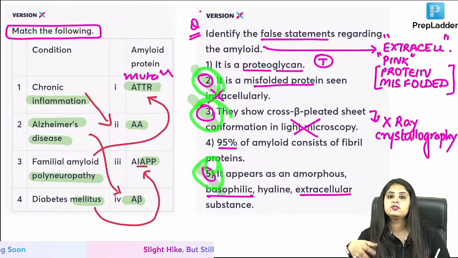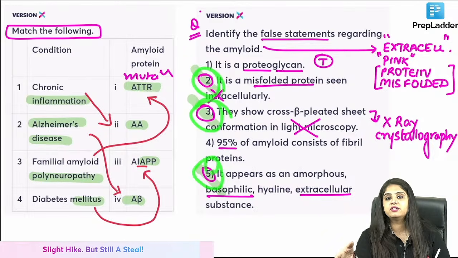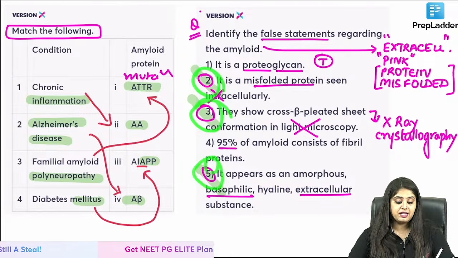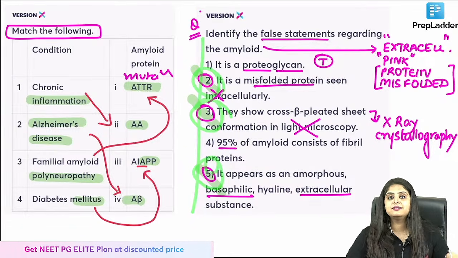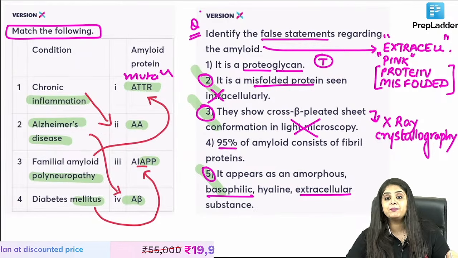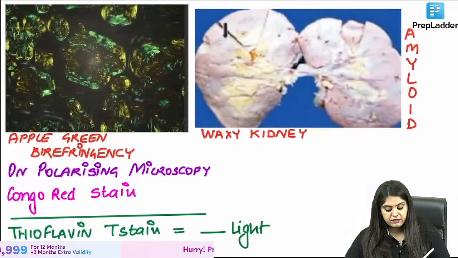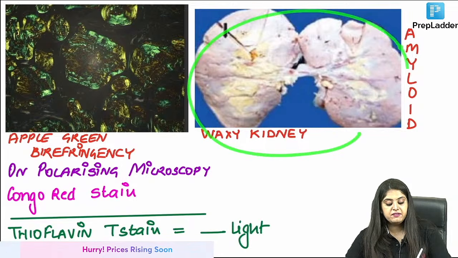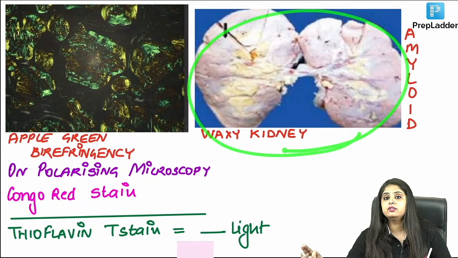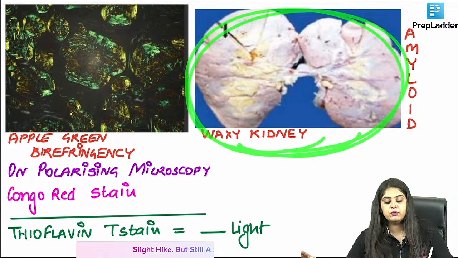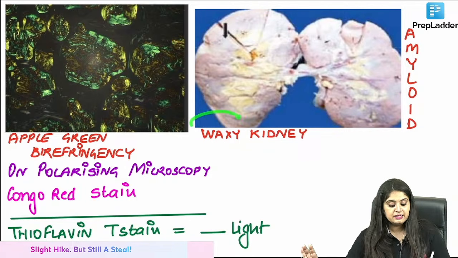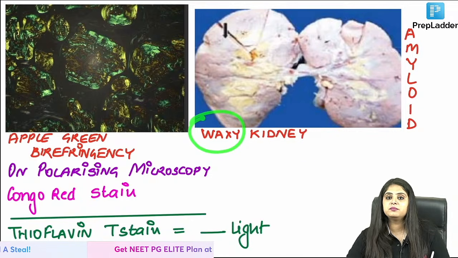I would have given you options, then you would have discussed something and done 1, 3, 5, 2, 3, 5. But in the exam, always make your own answer and then search for options. Otherwise, you will fall for the trap that the examiner has given to you. Whenever amyloid deposits in an organ, it becomes waxy. They write waxy kidney, waxy liver, waxy spleen, waxy heart.